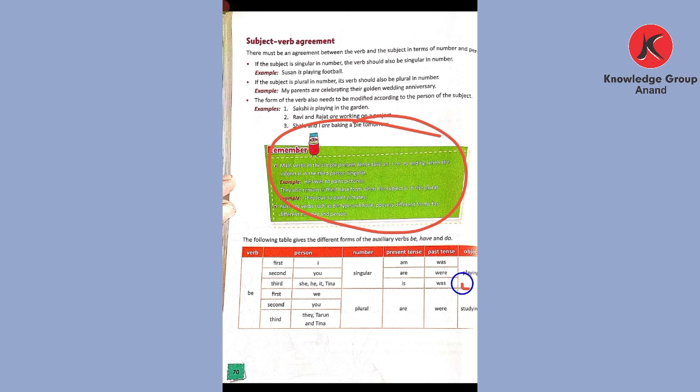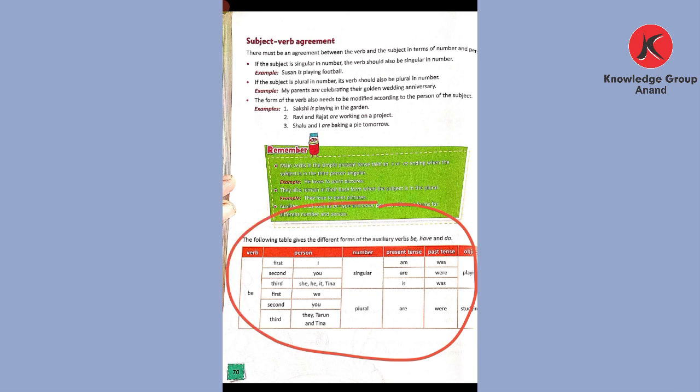The third point is auxiliary verbs such as be type. Auxiliary verbs such as be and have possess different forms for the different number and person. So now let us go through the following table, which gives the different forms of the auxiliary verbs be, have and do. Children, look carefully: verb, person, number, present tense, past tense and object. First person, second person, third person, singular and plural they have taken here.